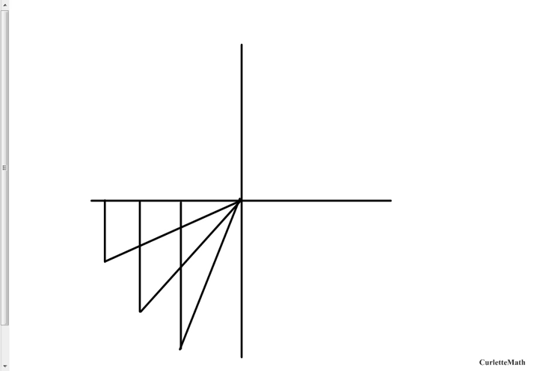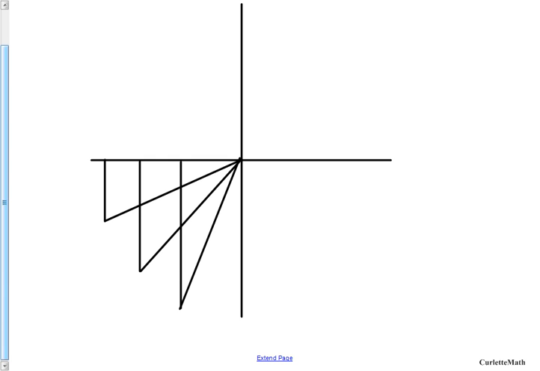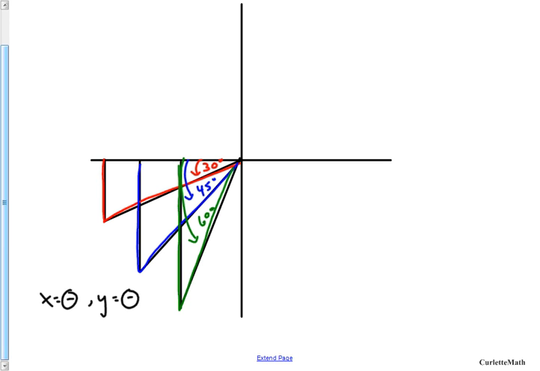Looking at quadrant 3, moving from the x-axis again, going down 30 degrees, going down 45 degrees, going down 60 degrees. What are the side lengths of each of those triangles for x and y? Remembering, x's are negative and y's are negative in those quadrants.